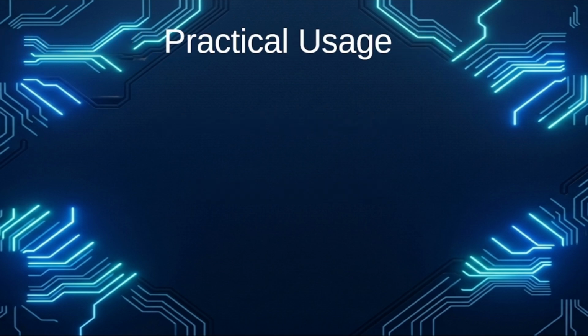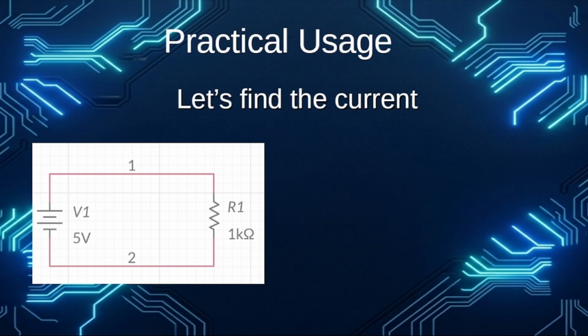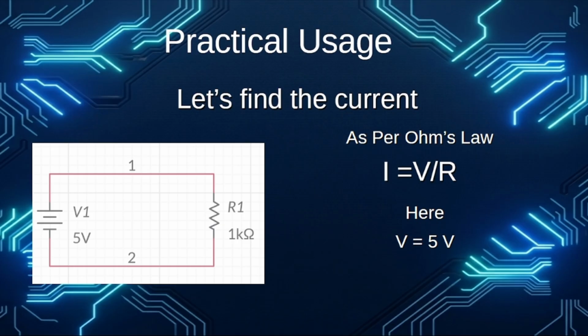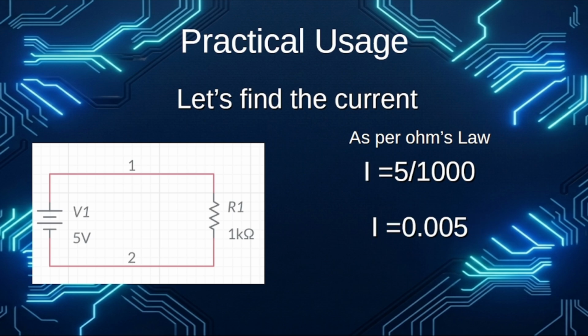Practical examples of Ohm's law. Now let's see how Ohm's law is used in real circuits. Here is a simple circuit shown on the screen. In this circuit, let's find the current. As per Ohm's law, I is equal to V by R. Here, V is equal to 5 volts, R is equal to 1 kilo ohm or 1000 ohms. So in this case, I is equal to 5 by 1000, which results in 0.005 amps or 5 milliamps.